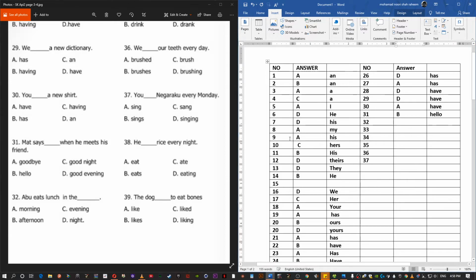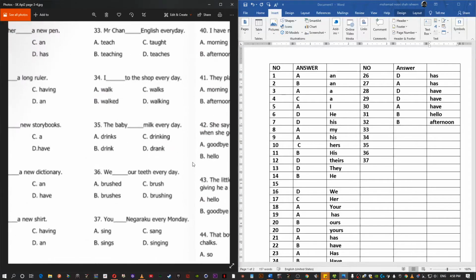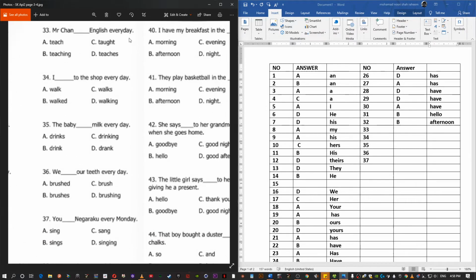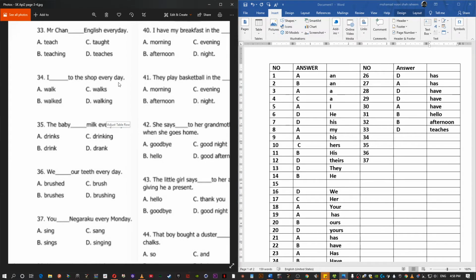Alright. 32. Abu eats lunch in the. When do you eat lunch? Lunch is at midday. After. Okay, 32 is B. After. Alright, let's look at 33. Mr. Chan, English, every day. Every day. Mr. Chan is one person. Teaches, D. Present tense for singular. Okay. Teach. Cheers. All right. 34. I to the shop every day.